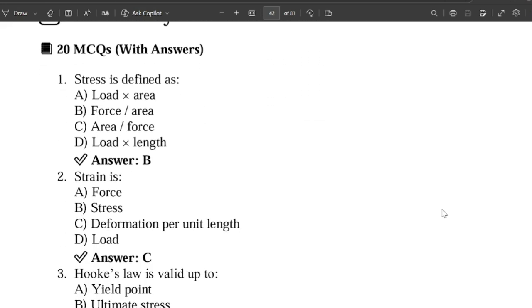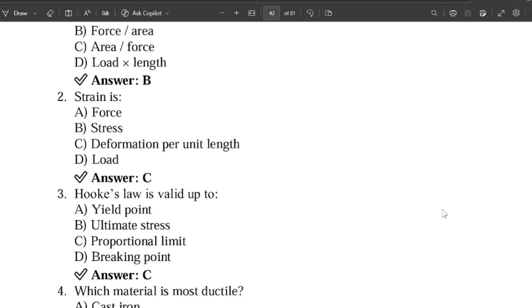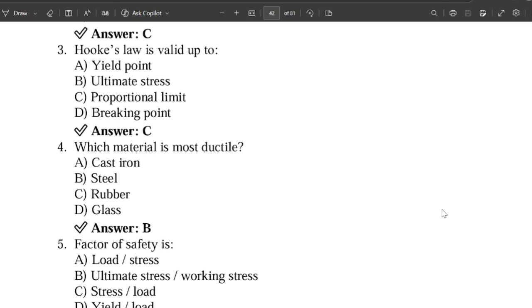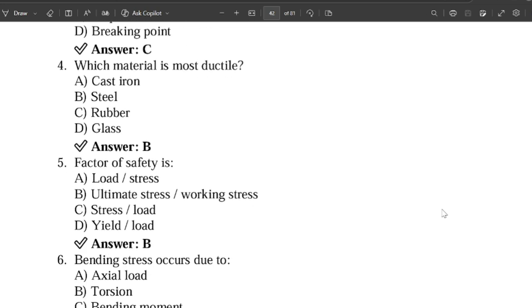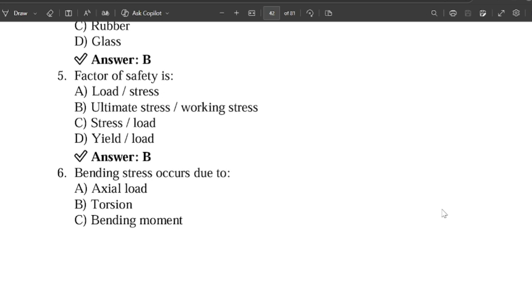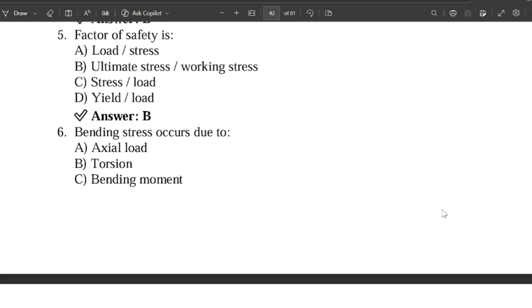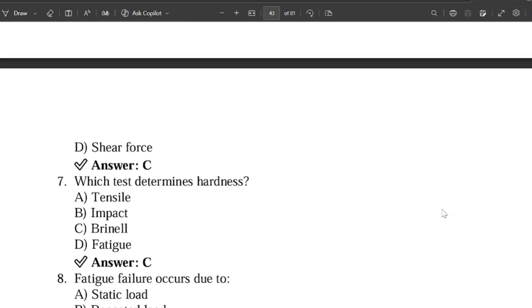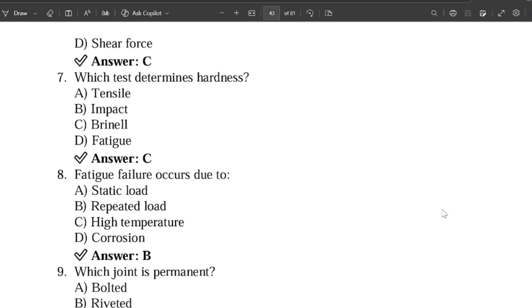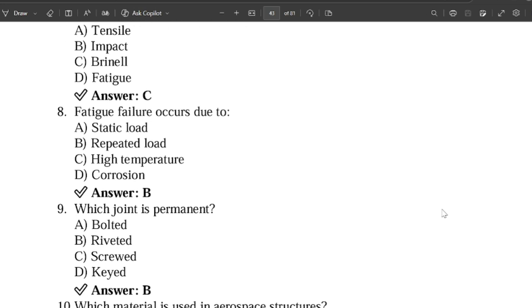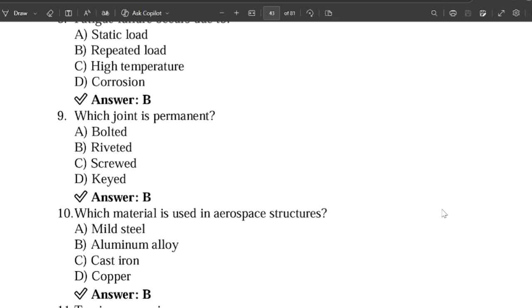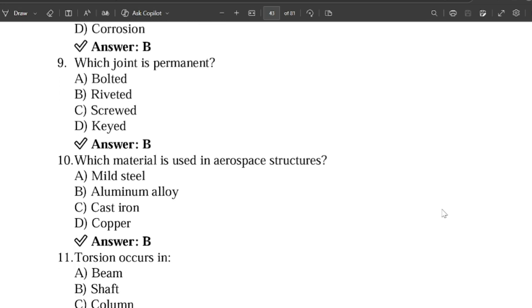Stress is defined as force by area. Strain is deformation per unit length. Hooke's law is valid up to the proportional limit. Which material is most ductile? Steel. Factor of safety is ultimate stress by working stress. Bending stress occurs due to bending moment. Which test determines hardness? Brinell. Fatigue failure occurs due to repeated load. Which joint is permanent? Riveted.